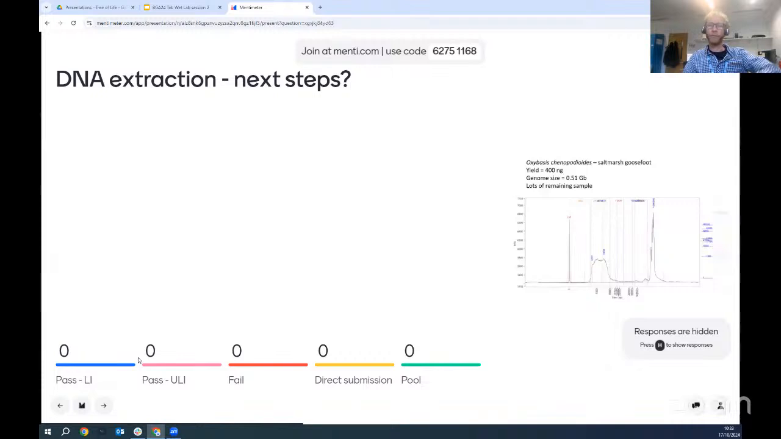Okay, here's a really strange looking sample. So this is a plant with a yield of 400 nanograms, genome size of 0.51, lots of sample remaining. And so what we have here is a little hump sort of below 10 kb, a trough of nothing, and then some really high molecular weight DNA, greater than 200 kb. Yeah, some high molecular weight DNA.